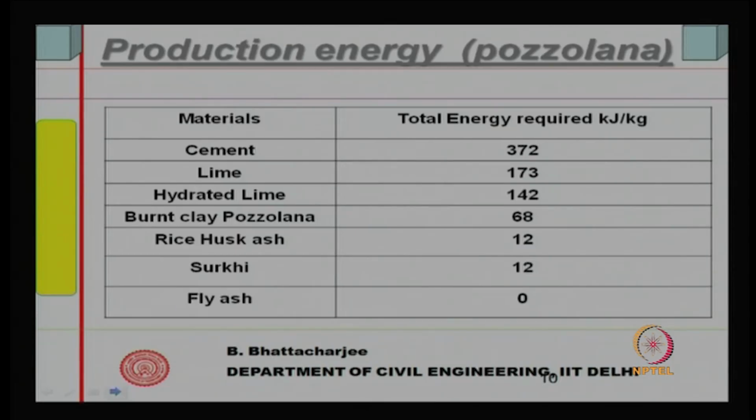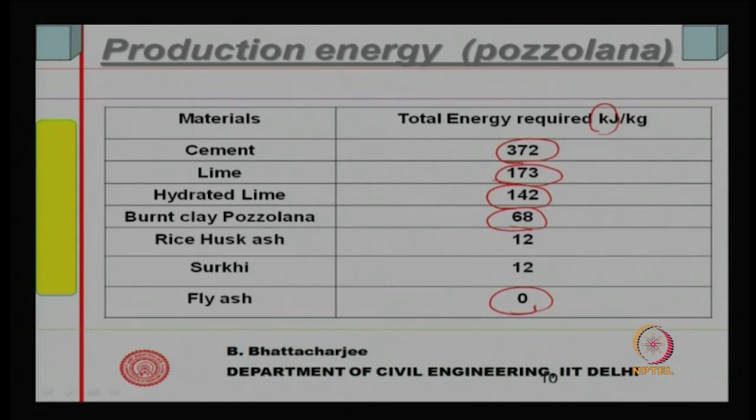If you see the energy in kilojoules per kg, in case of cement it is 372. Lime, if you want to produce it, will consume 173 kilojoules per kg, fly ash none. Hydrated lime 1.42, and burnt clay pozzolana, because you can burn clay, for example metakaolin. When you take kaolin clay and calcine or heat it up to about 780 to 800 degrees centigrade and cool it rapidly, you get burnt clay pozzolana, or surki, which is also a burnt clay pozzolana obtained from brick kilns.